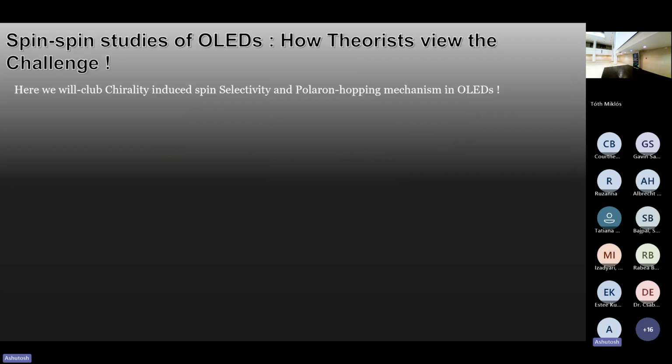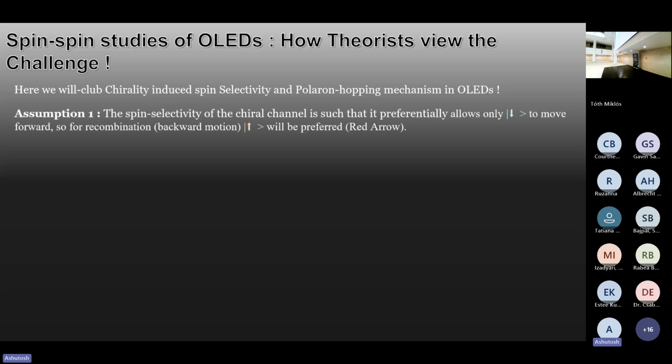So spin studies in OLEDs, spin based. How do theorists view the challenge? As you all know, in organic molecules the energy levels are discretized. So there's no band of energy levels. It does not exist. So the electrons can transport by hopping from one energy level to the other. So we'll try to club this with the polaron hopping mechanism, which is seen in OLEDs.